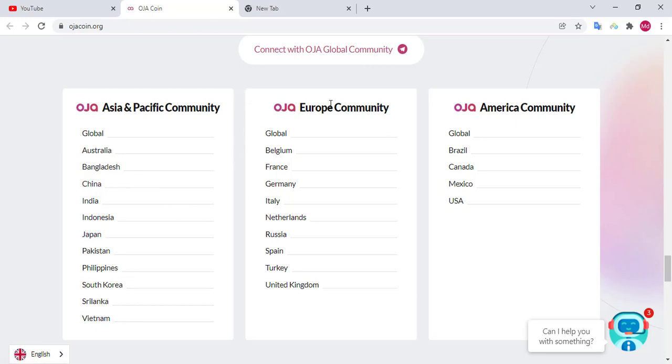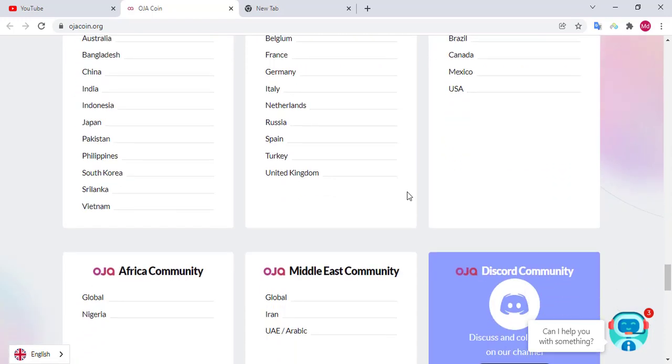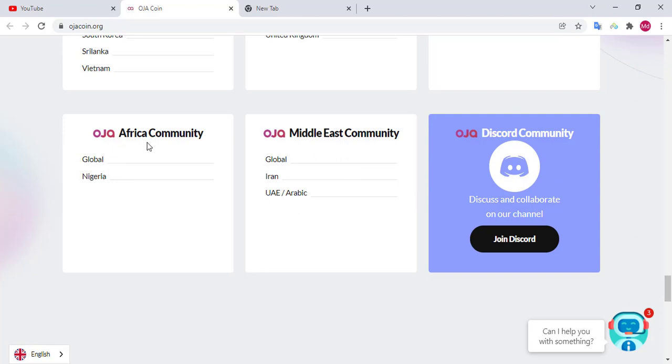OJA Europe community: Belgium, France, Germany, Italy, Netherlands, Russia, Spain, Turkey, United Kingdom. OJA America community: Brazil, Canada, Mexico, USA. OJA Africa community: Nigeria. OJA Middle East community: Iran, UAE, Arabic.